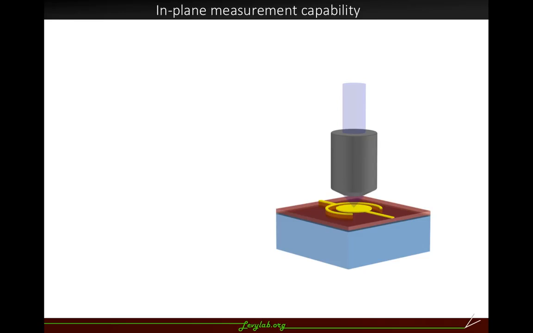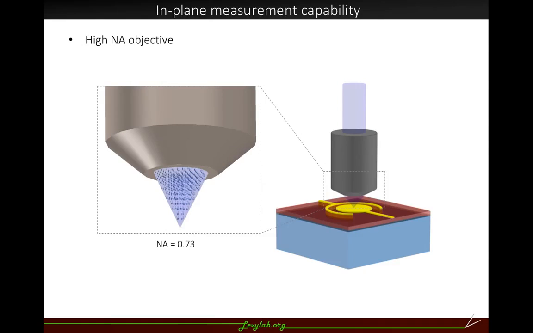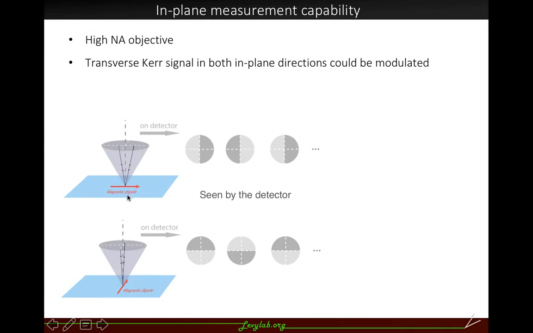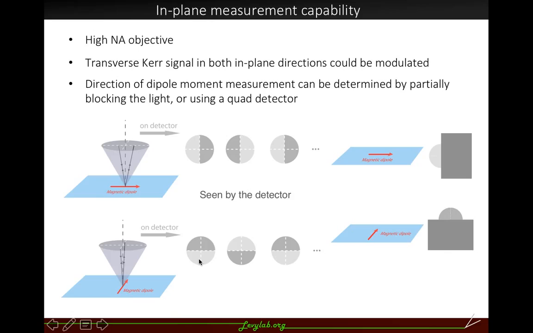In our setup, we're using a high NA objective so that the light will come in from different directions, and light from different directions responds differently to magnetic dipoles in different directions. For example, if the dipole is in the x direction, the detector will see a difference of intensity on the left and right. But when the dipole is in the y direction, it's going to see a difference between the top and bottom. So by partially blocking the light on the sensor, we can select which direction of dipole we're imaging.